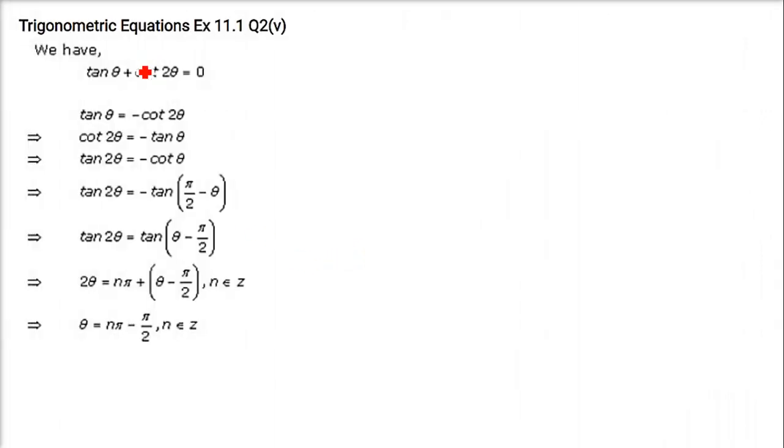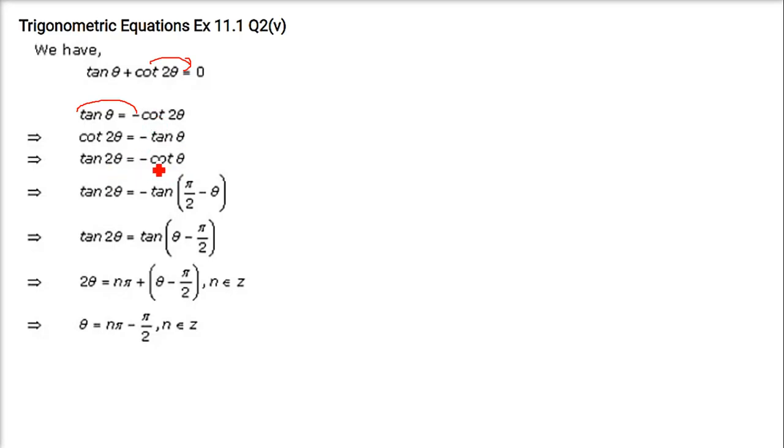Next is tan theta plus cot 2 theta equal to 0. So bring it here, it will be minus cot 2 theta. That is, cot 2 theta is minus tan theta. I am bringing minus here and changing the positions, LHS to RHS. So cot 2 theta is minus tan theta. Or you can just write this as tan 2 theta is cot theta. It doesn't matter.